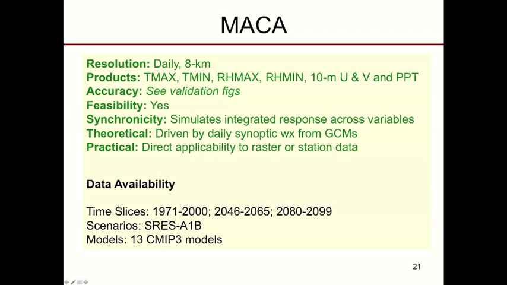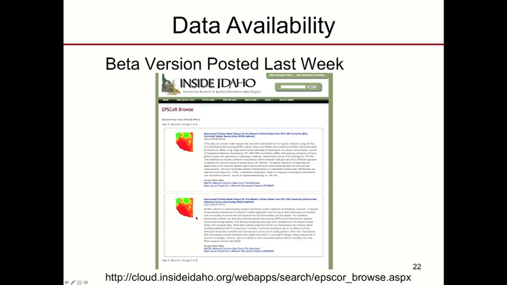So the current data availability from the CMIP3 models, there's 13 different models. These models were chosen on the basis of actually having high, low temperature, near surface specific humidity, surface wind speeds, and precipitation. And the time slices are 1971 to 2000, and then these two future time periods from the A1B scenario.